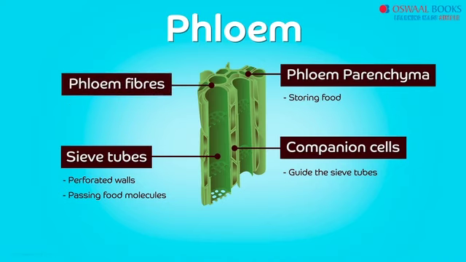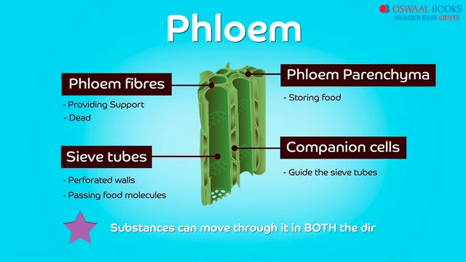And the phloem fibers will similarly perform the function of providing support. Among all these cells, the phloem fibers are the dead ones, while others are living cells. The unique characteristic of phloem is that substances can move through it in both directions, in contrast to xylem that conducts water vertically from roots to the leaves.